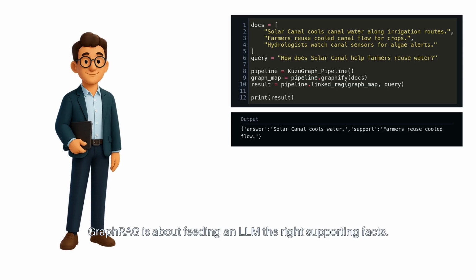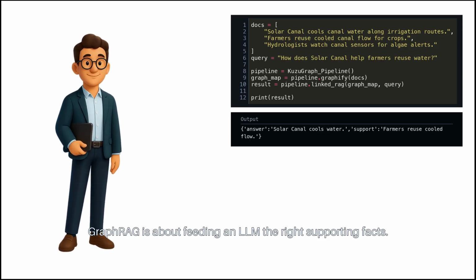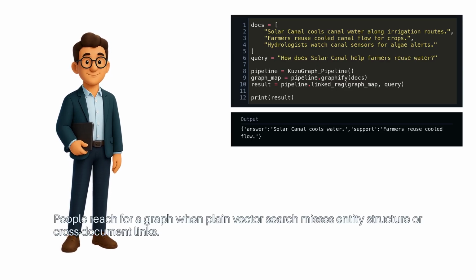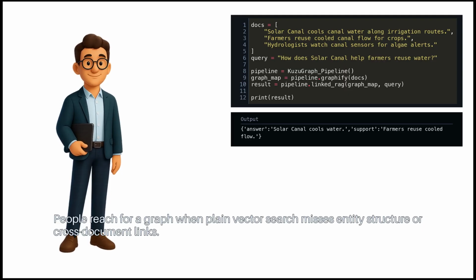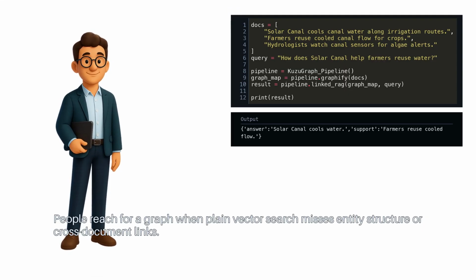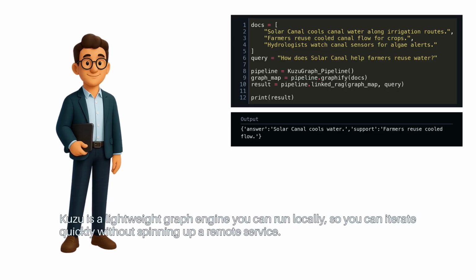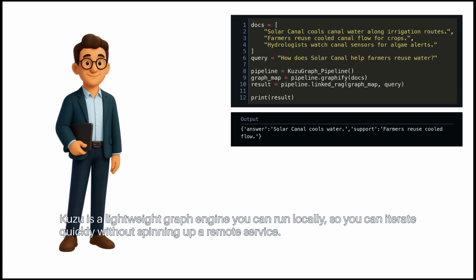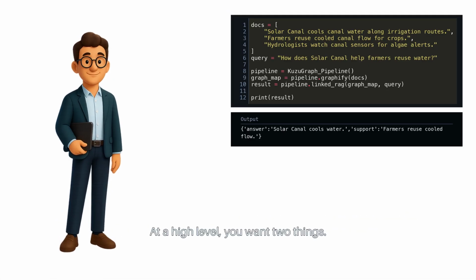GraphRAG is about feeding an LLM the right supporting facts. The hard part is finding which documents and passages actually back an answer. People reach for a graph when plain vector search misses entity structure or cross-document links. Kuzu is a lightweight graph engine you can run locally, so you can iterate quickly without spinning up a remote service. At a high level, you want two things.